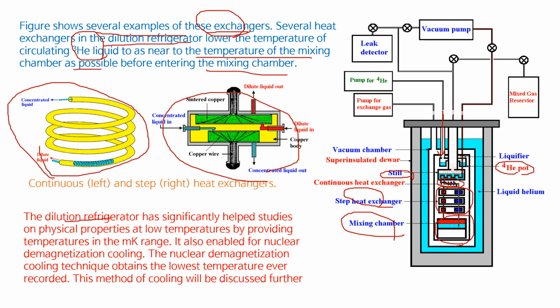The dilution refrigerator has significantly helped the studies of physical properties at low temperatures by providing temperatures in the millikelvin range. It also enabled nuclear demagnetization cooling. We will discuss this demagnetization cooling later. The nuclear demagnetization cooling technique obtains the lowest temperatures ever recorded, that's microkelvin. This method of cooling will be discussed further.